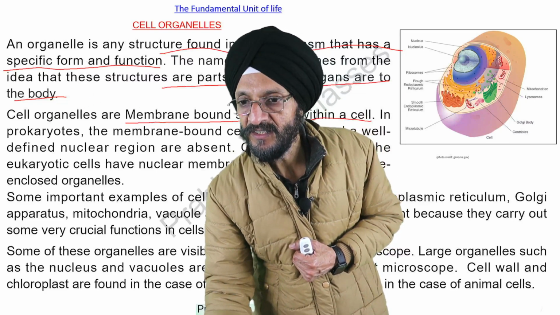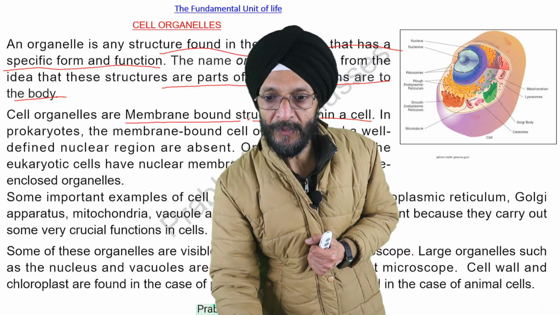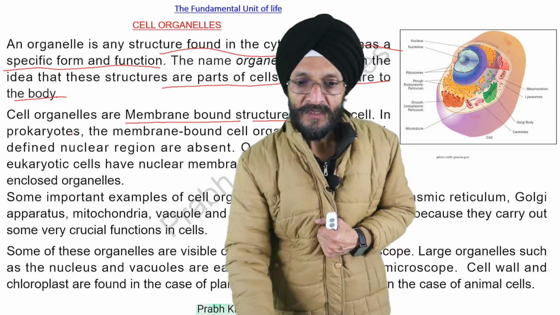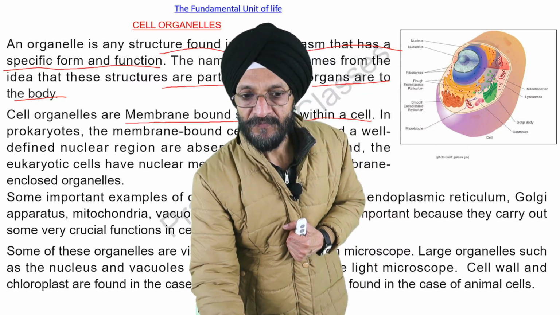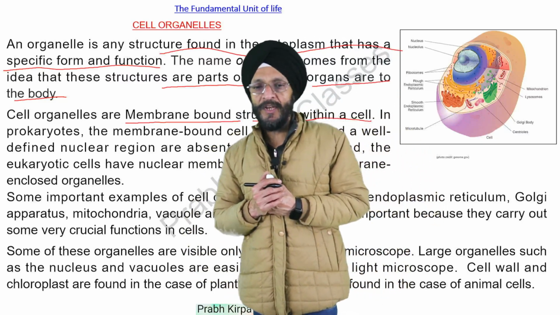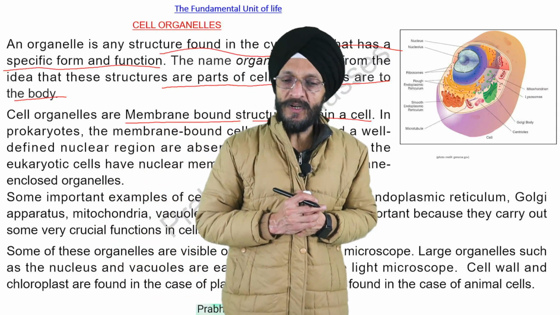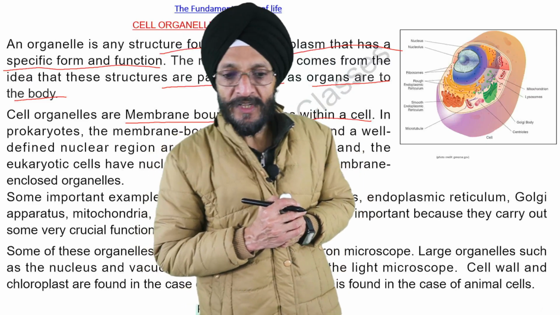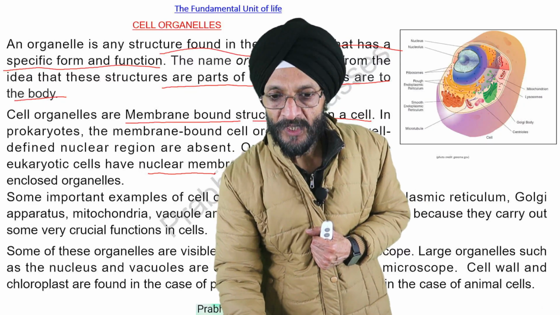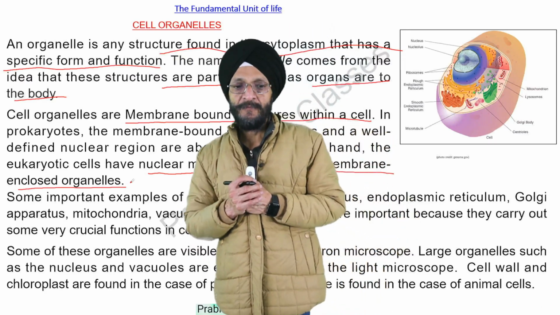You can see here that these are the cell organelles. These are all cell organelles. These are membrane bound structures within a cell. In prokaryotes, the membrane bound cell organelles and a defined nuclear region are absent. It means that in the case of prokaryotes, membrane bound cell organelles are not present and there is no definite nuclear region. But in the case of eukaryotic cells, they have nuclear membrane as well as membrane enclosed organelles.